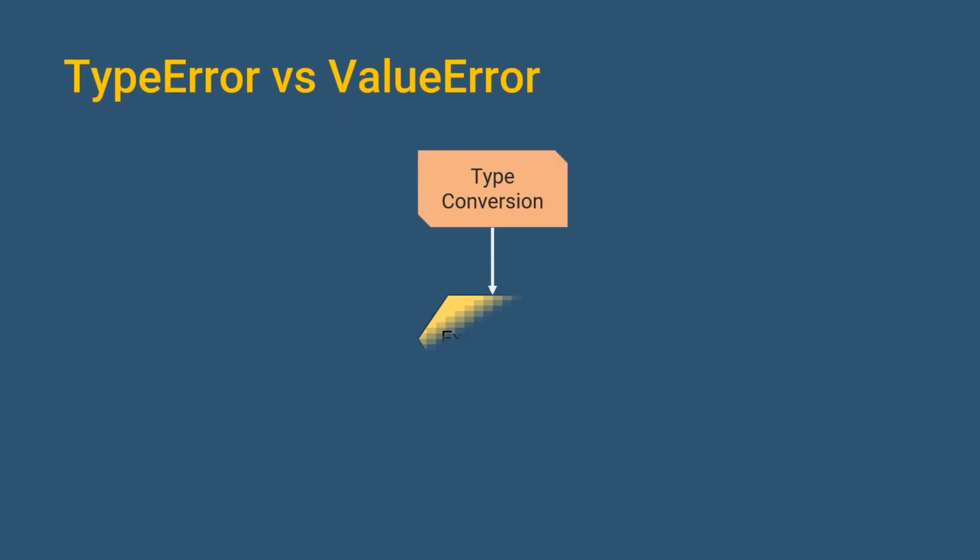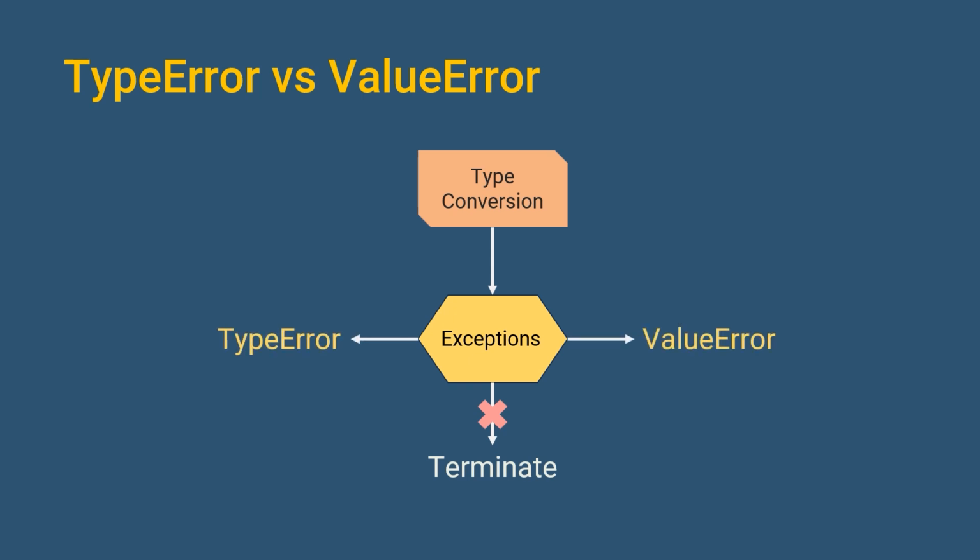We've already encountered TypeError and ValueError exceptions during our exploration of type conversion. Both exceptions are raised in different contexts, signaling different types of issues in our code. Let's dive into what sets TypeError apart from ValueError with examples to make it clearer.